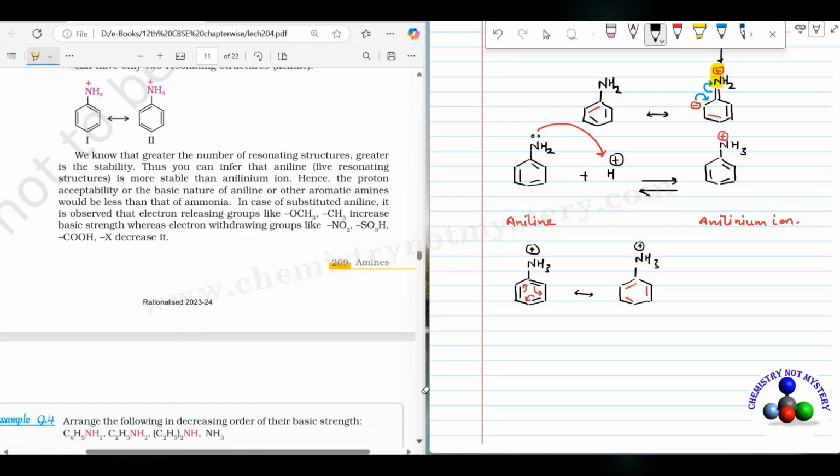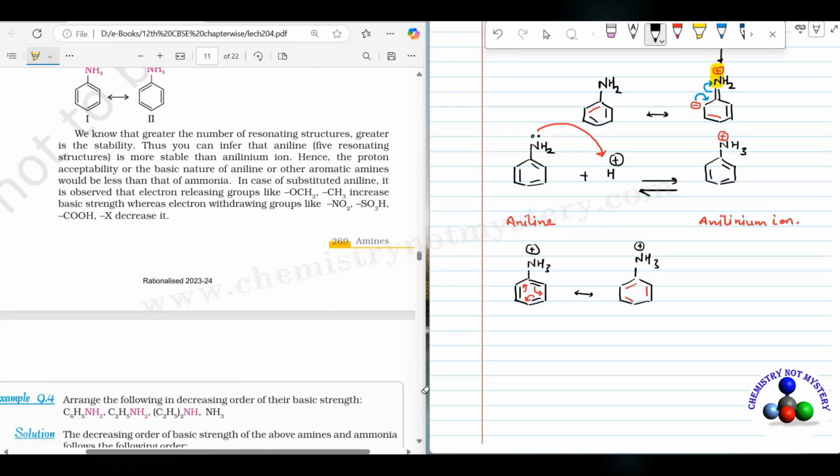Now let's read from the book. We know that the greater the number of resonating structures, the greater is the stability. Thus you can infer that aniline with 5 resonating structures is more stable than anilinium ion. Hence the proton acceptability or the basic nature of aniline or other aromatic amines would be less than that of ammonia. In case of substituted aniline, it is observed that electron releasing groups like OCH3 or CH3 increase basic strength, whereas electron withdrawing groups like NO2, SO3H, COOH or X decrease it.